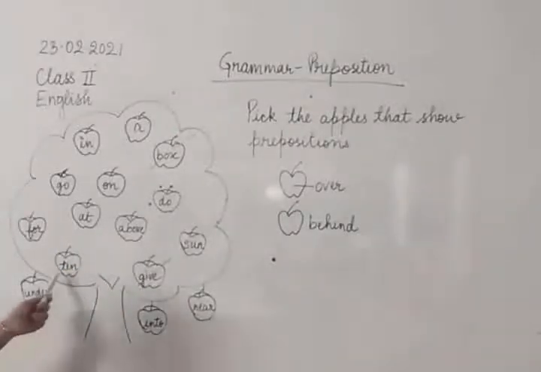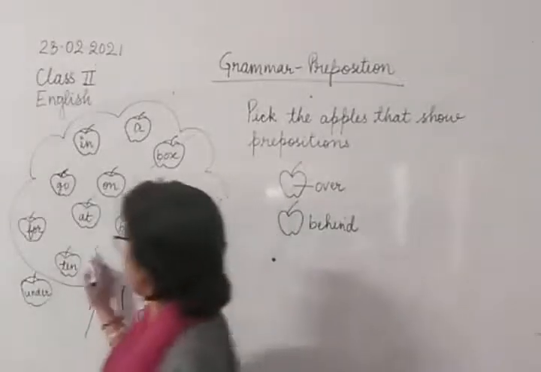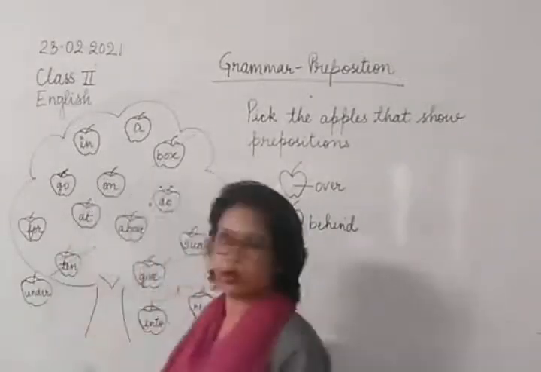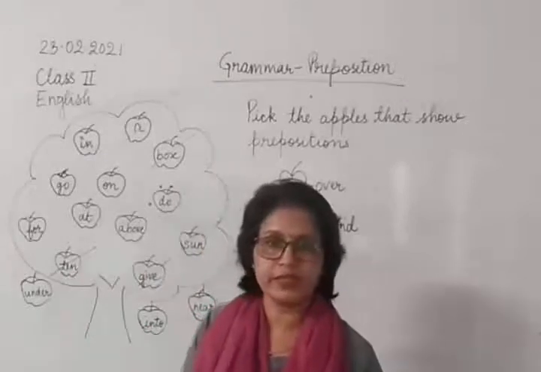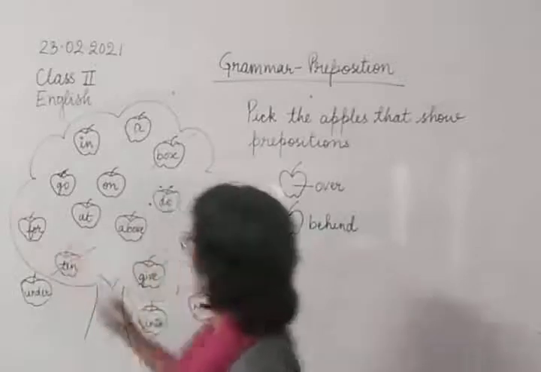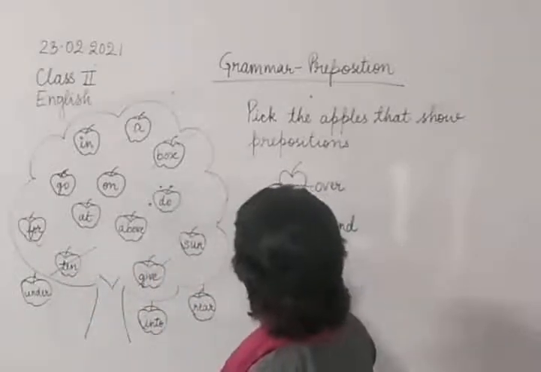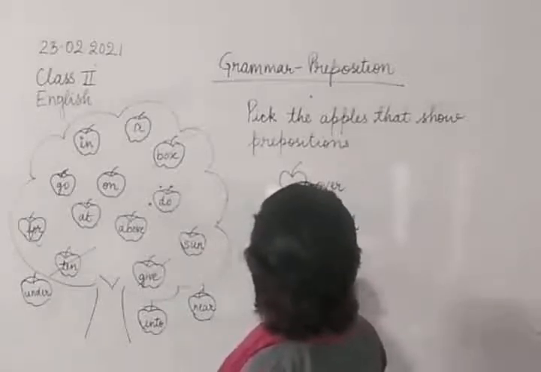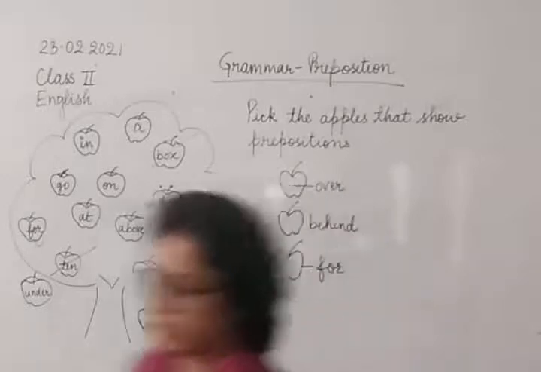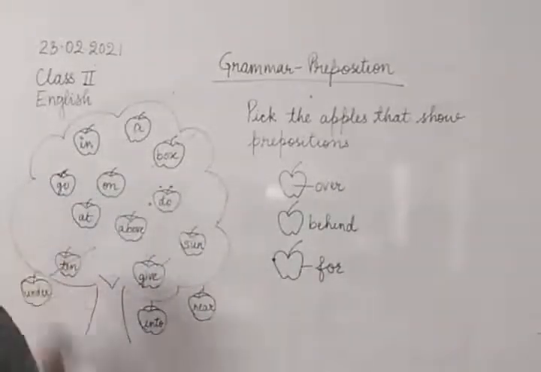Next is ten. Ten is a number, isn't it? It's the name of a number. So ये भी नहीं है. For. Yes, for tells the relation of one noun with another. So this is again a noun. Sorry, preposition. For is a preposition. And we will erase this apple, which means that we have picked it.